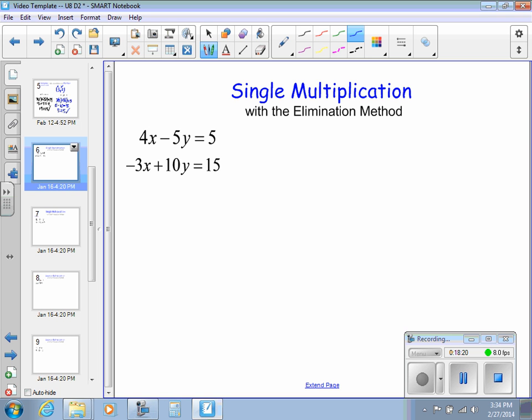Okay, so in this case, if I look at this, I'm going to notice these right here. If I took the negative 5y and I multiplied it by 2, I'd have negative 10y, and then I could use elimination. So that really is exactly what I'm going to do. I'm just going to take that whole equation, both sides of the equation, and multiply it by 2. It will still be equal because I've done the same thing to both sides. So let's go ahead and take a look at what that looks like.